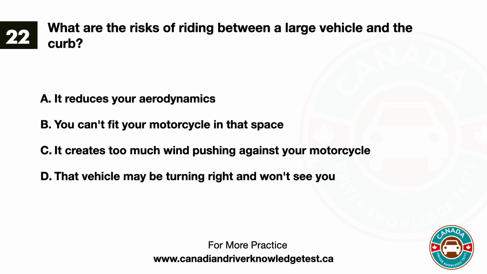Question 22. What are the risks of riding between a large vehicle and the curb? A. It reduces your aerodynamics. B. You can't fit your motorcycle in that space. C. It creates too much wind pushing against your motorcycle. D. That vehicle may be turning right and won't see you. The answer is D. That vehicle may be turning right and won't see you.